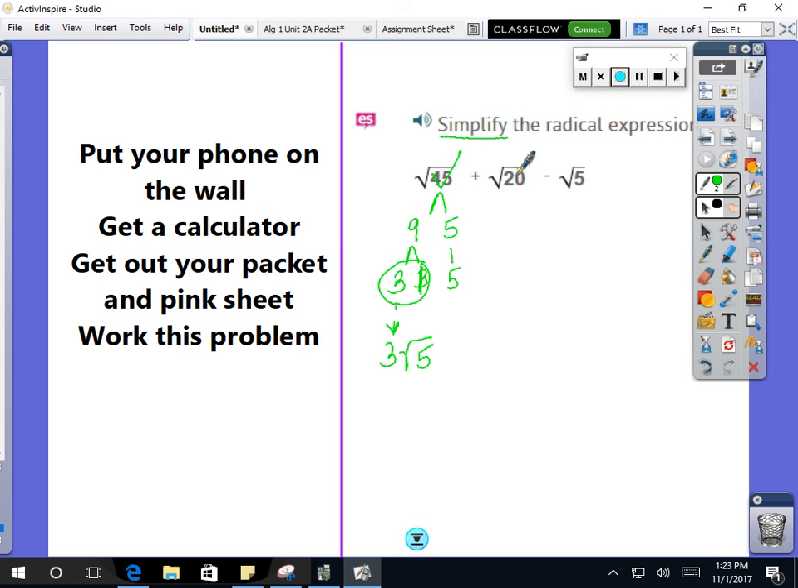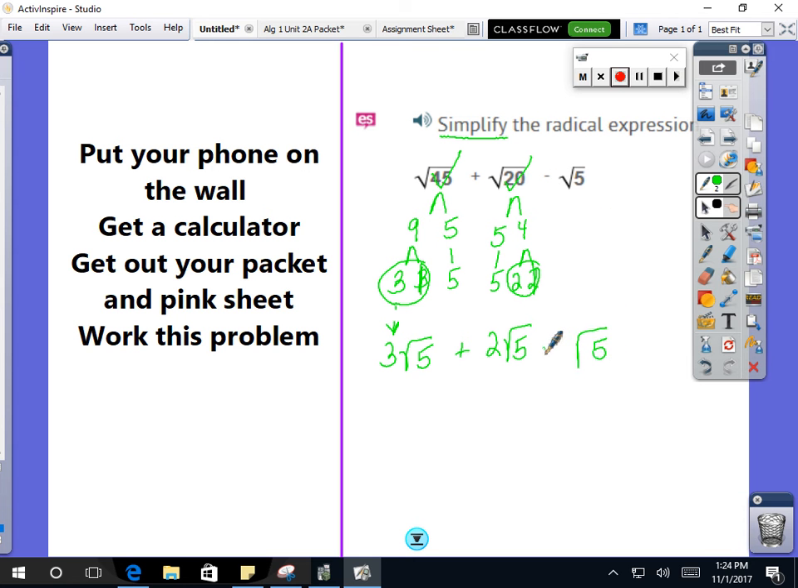Now can we simplify the square root of 20? Yes. What are its factors? Which is a 5 and a 2 and a 2. So we have a pair of 2s. One gets killed, one gets kicked out, 5 goes back inside. So now we've simplified that. Don't forget to bring down the plus sign between them. Can we simplify this? No, because 5 is prime. So you just bring it down.